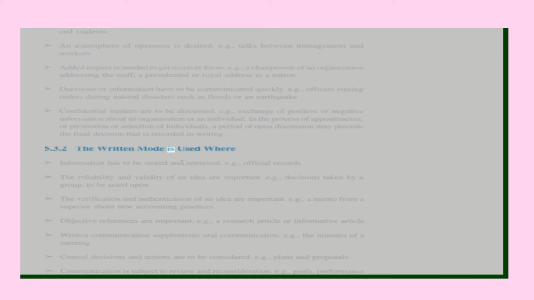Written communication may be used where information has to be stored and retrieved. Example: official records. Reliability and validity of an idea are important. Example: decisions taken by a group, to be acted upon.